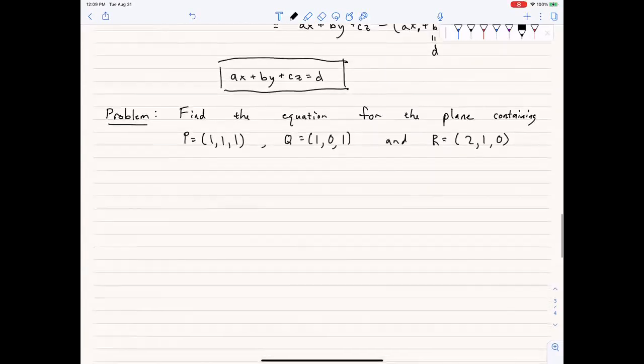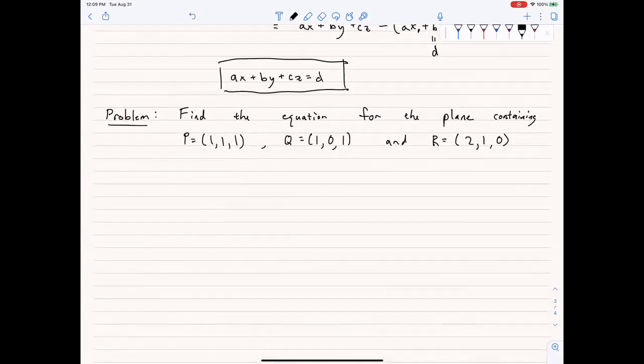I don't like my notes very much, so I'm changing them. We'll see if it works out. There is a chance, if you're given 3 points, that they lie on a line. If that's the case, then there's not a single plane that contains them, but many planes. All right.